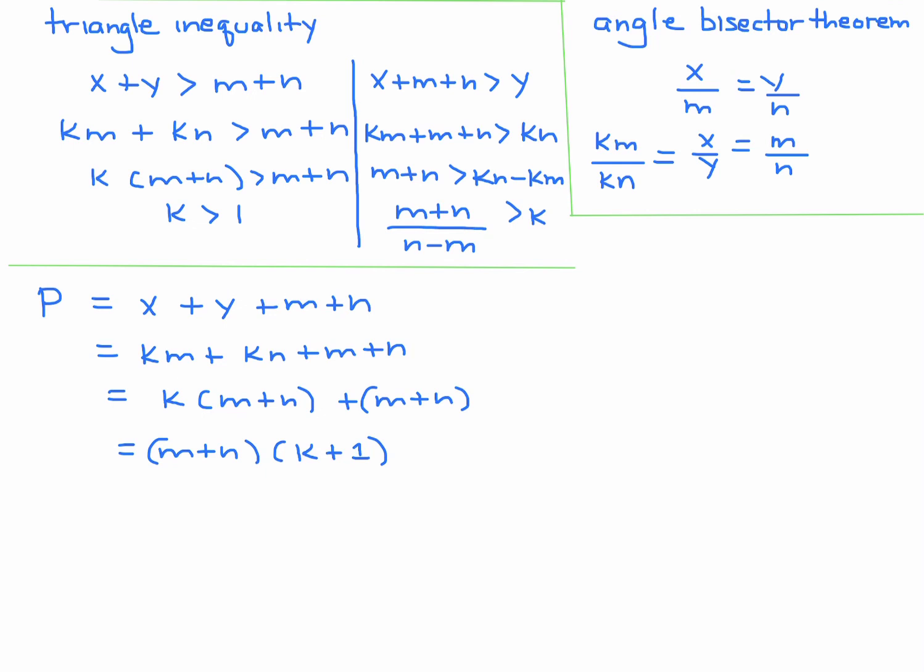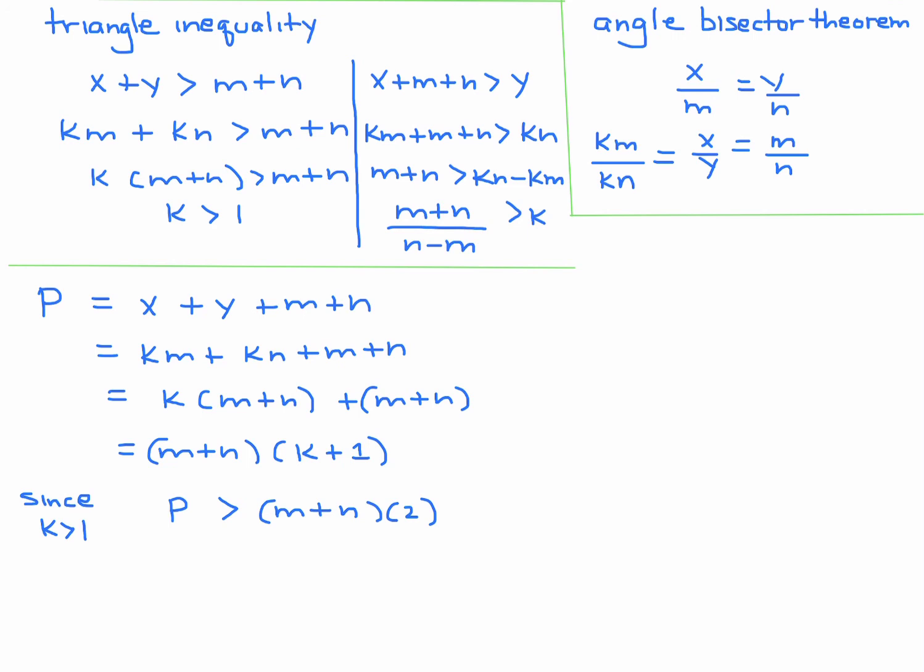We have some very helpful inequalities up here. The first one tells me that K is greater than 1. So since K is greater than 1, that means that the perimeter must be greater than M plus N times 2, because K is greater than 1, so that has to be greater than 2. So therefore the perimeter has got to be greater than 2 times M plus N.